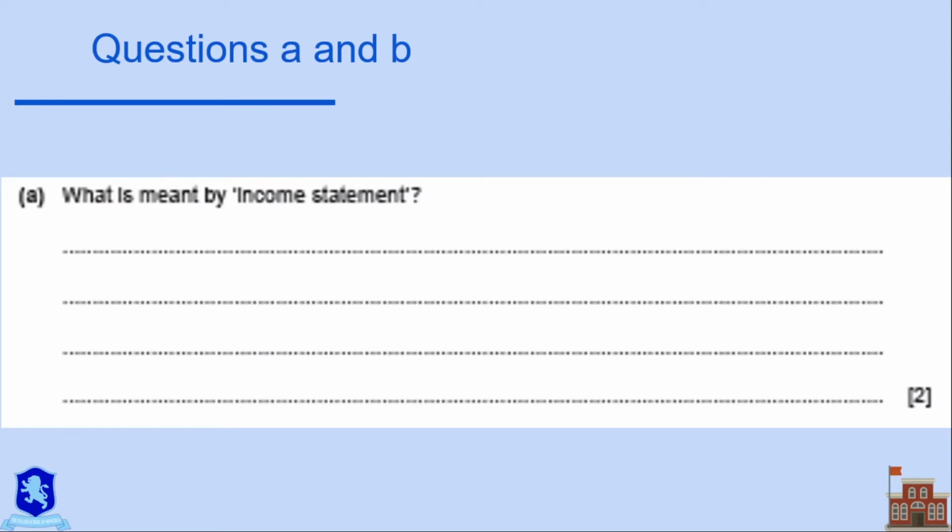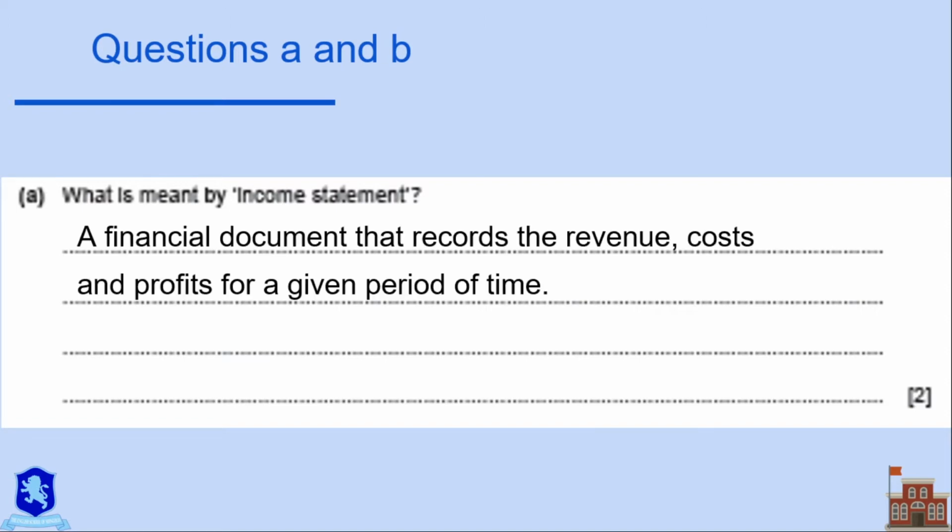So you shouldn't just write, it's a financial statement. You would get only 1 mark for that. In order to get 2 marks, you must write a more elaborate definition. For example, an income statement is a financial document that records the revenue, cost, and profits for a given period of time. It shows clear understanding.